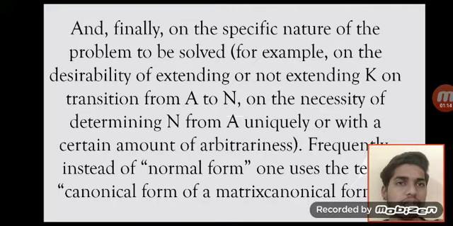For example, on the desirability of extending or not extending K on transition from A to N, on the necessity of determining N from A uniquely or with a certain amount of arbitrariness. Frequently, instead of normal form, one uses the canonical form of a matrix.